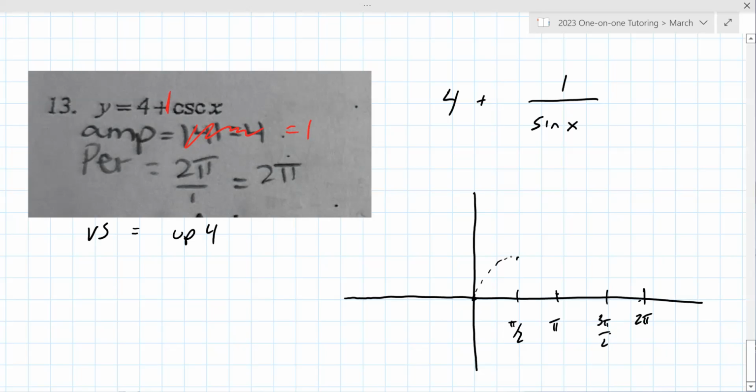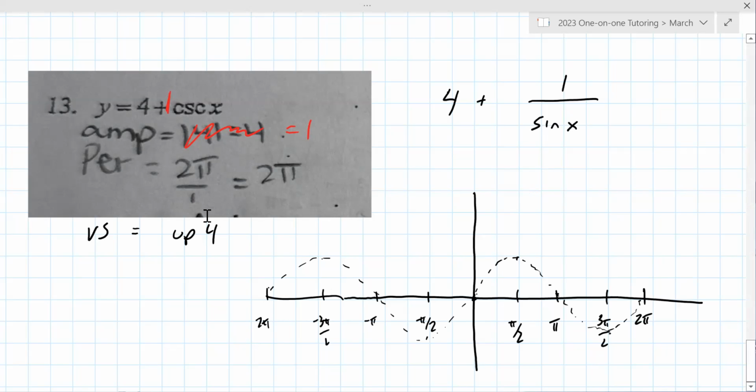Now you're supposed to do it in a dashed line because it's not the actual graph, but that's kind of up to you. Then you go the other direction here, minus pi over 2, minus pi, minus 3 pi over 2, minus 2 pi, and then you just go the other direction. So you come down, come back up like that. Okay. So that's the first part.